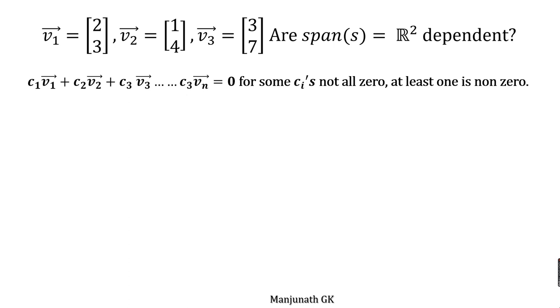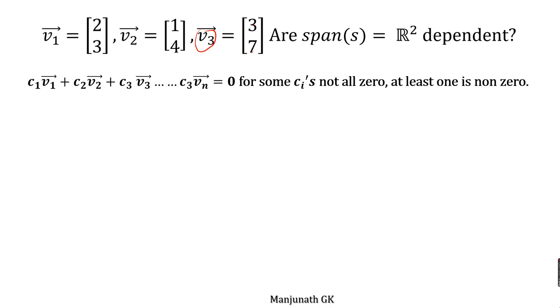So can you say here that vector v3 can be represented in terms of v1 and v2? Is it possible? v1 plus v2 gives v3, is it right? 2 plus 1 equals 3, 3 plus 4 equals 7. If that is the case, then v1, v2, v3 are dependent vectors.